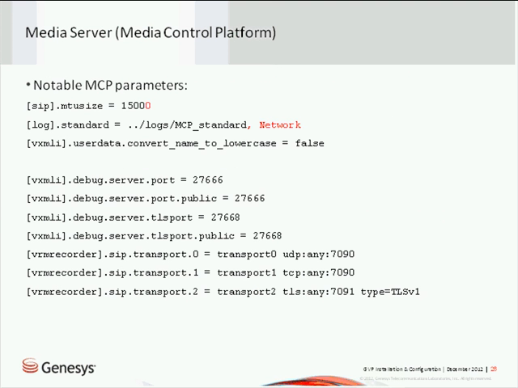Notable parameters, again, MTU size. If you want to make sure that you're using UDP for everything, then you should increase it by a factor of 10. Logging, again, to the network if you want to have stuff go to your message server. This was added somewhere in the middle of 8.1.4.